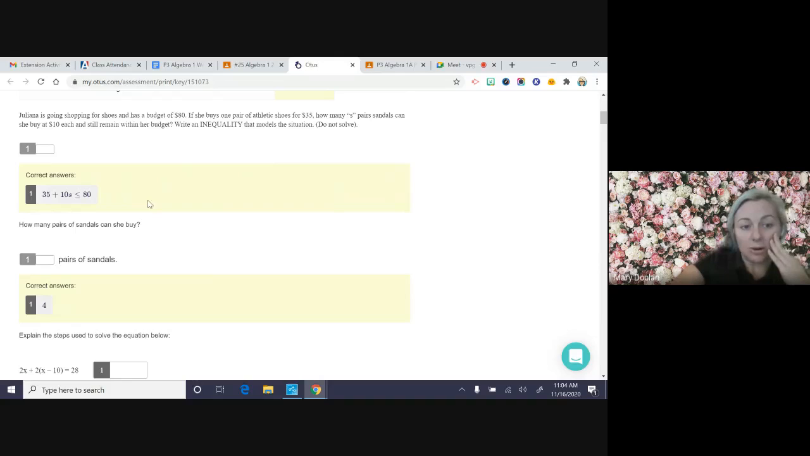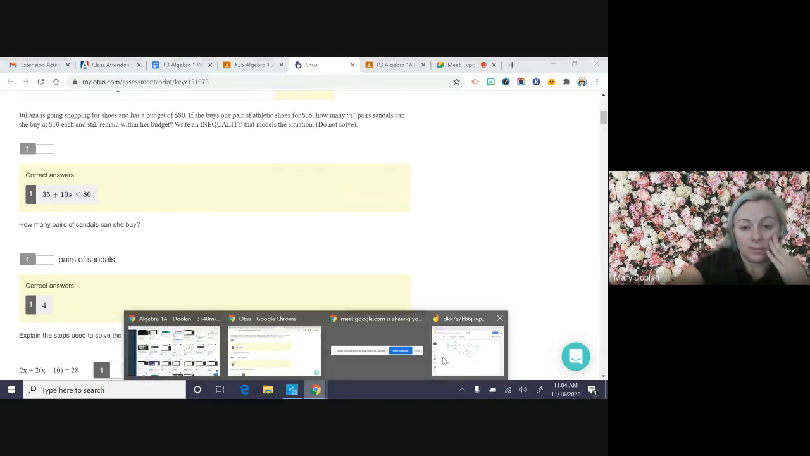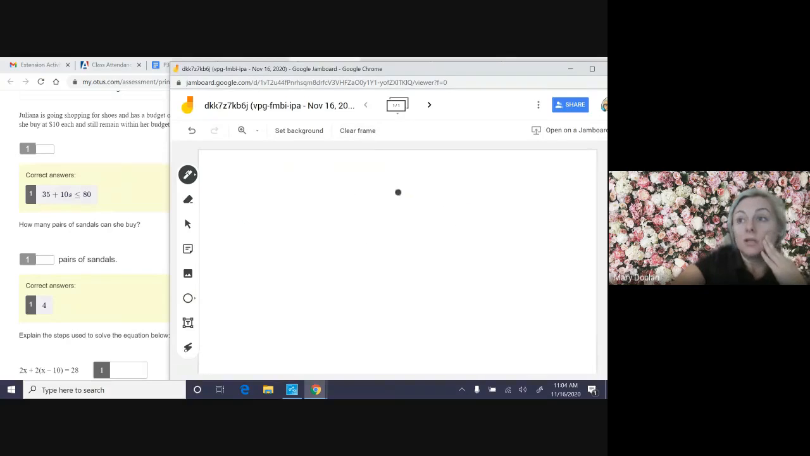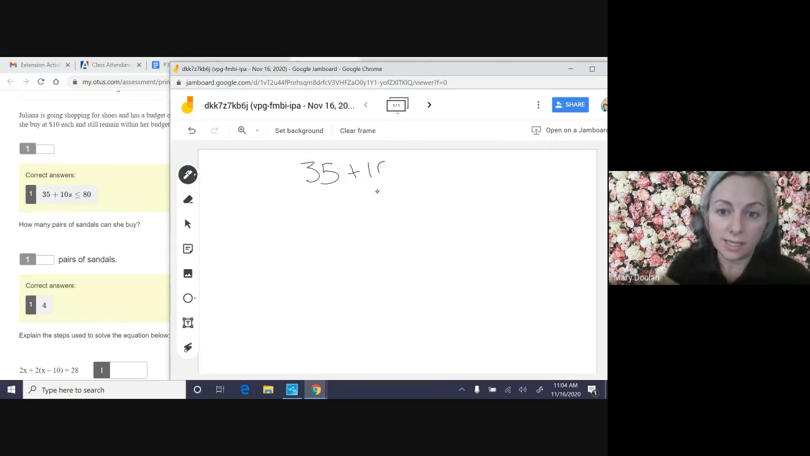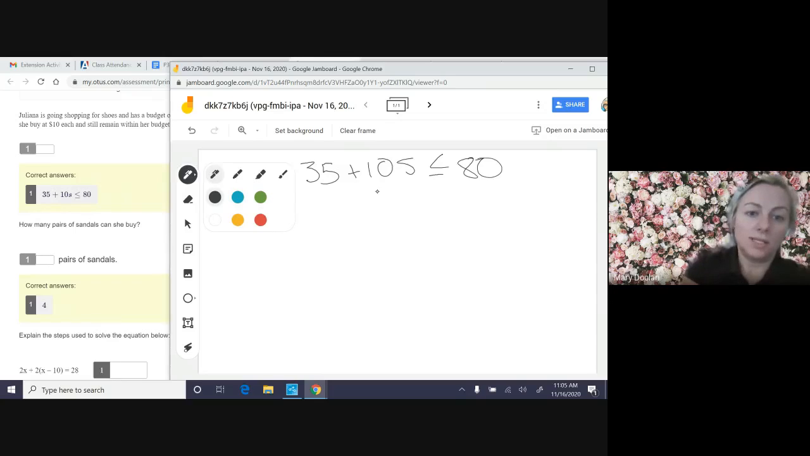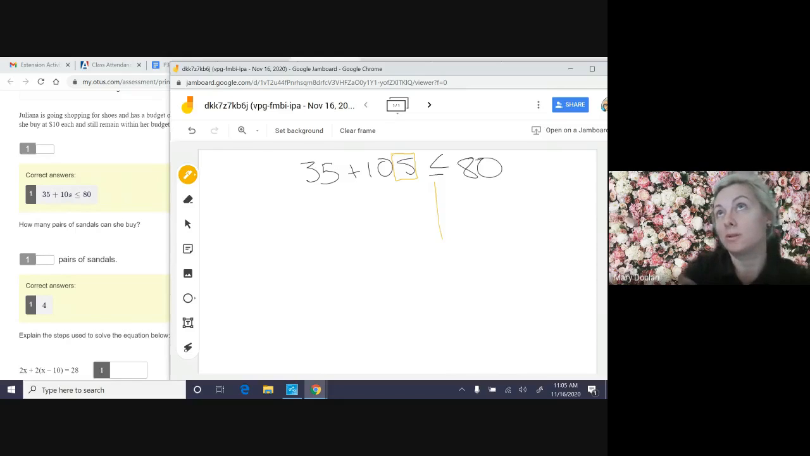And then the second part of this was to solve it. And so I'm going to solve that with you guys. So right here on our Jamboard, I'm going to write out our equation of 35 plus 10S is less than or equal to 80. Okay, and now, if you get stuck on solving inequalities or equations, one thing you always do is box and wall, just to help you remember the thing you got to get by itself. And you should do the same exact thing to both sides of the equation.